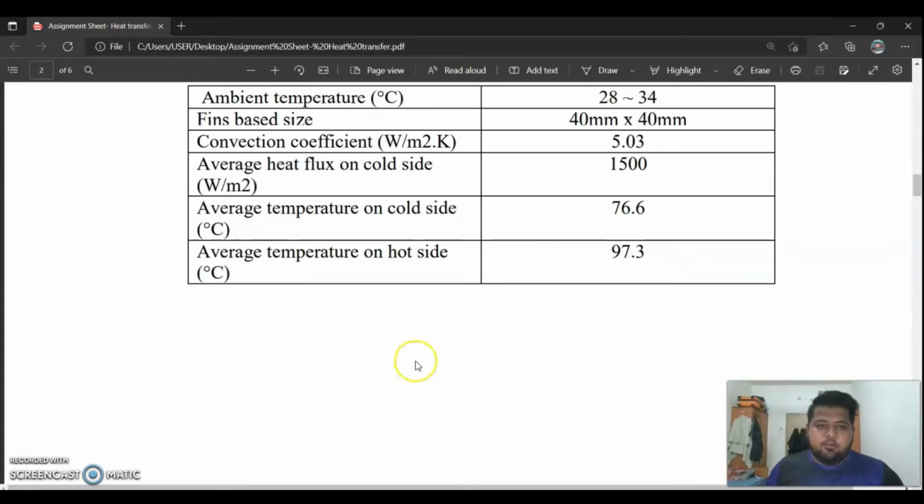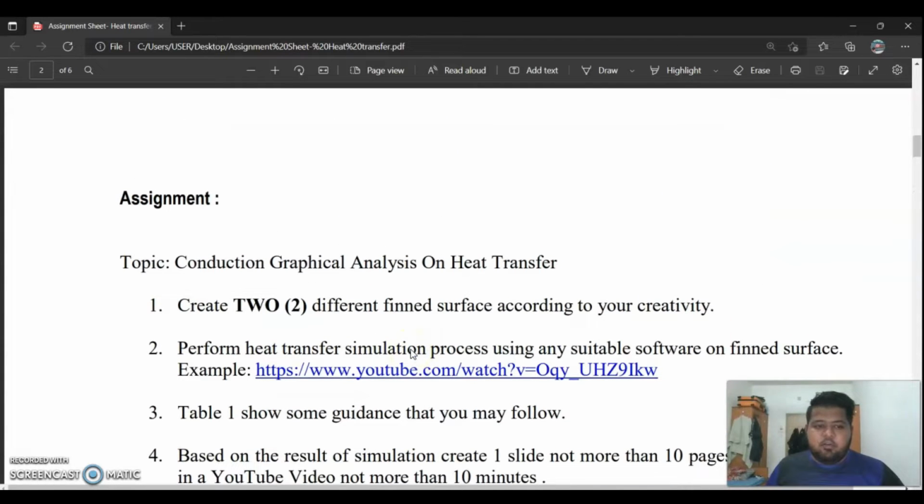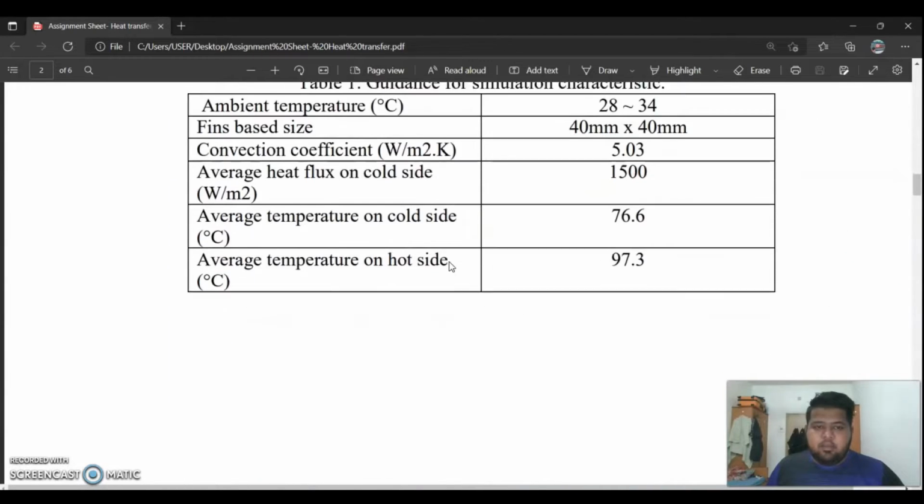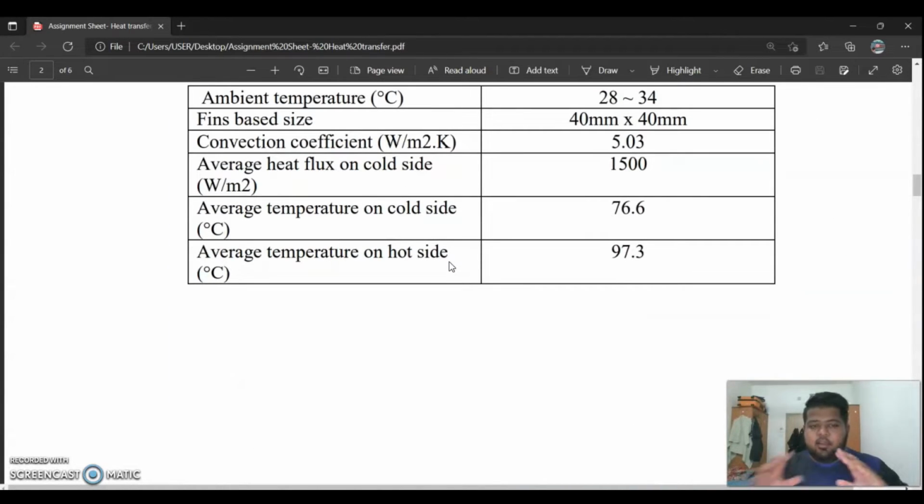Okay, today we are going to do conduction graphical analysis on heat transfer. Before that, we are going to look at the parameters for the analysis, which is the ambient temperature, from 28 degrees Celsius to 34 degrees Celsius. The fin base size for the heat sink is 40 mm times 40 mm.